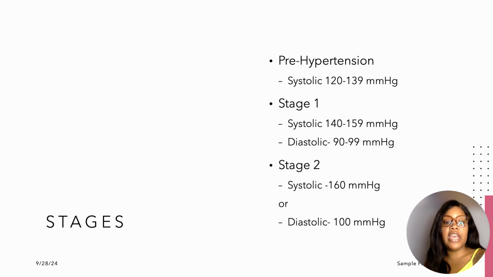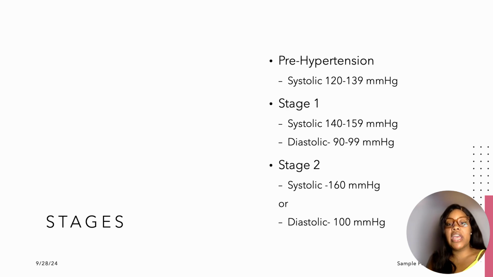Alright, so here are the stages of hypertension. So pre-hypertension starts with a systolic of 120 to 139. So what is our normal blood pressure? Our normal blood pressure should be 120 systolic or less, and our diastolic should be 80 or less.